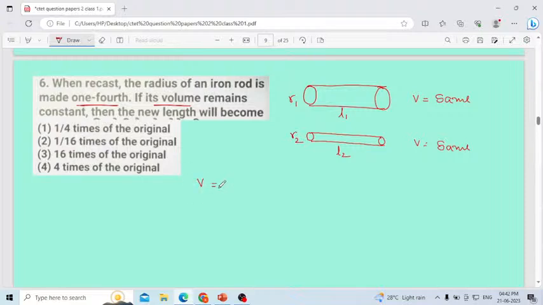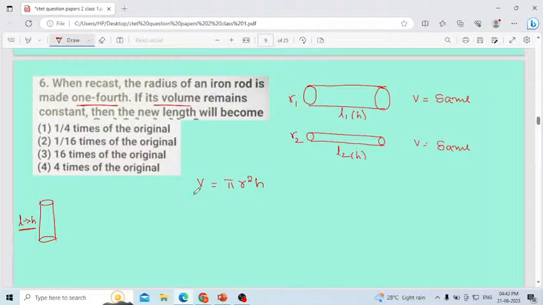You know the volume formula, V equals pi r square h. If I write an iron rod like this, length will be equal to height, both length and height will be the same. Here also length is the same, height is the same; everything is the same. Length we can consider, height also, both mean the same.